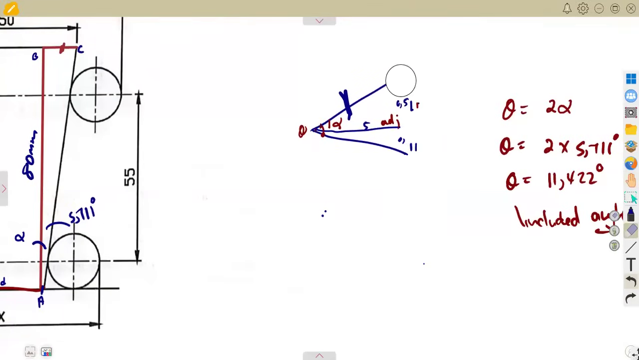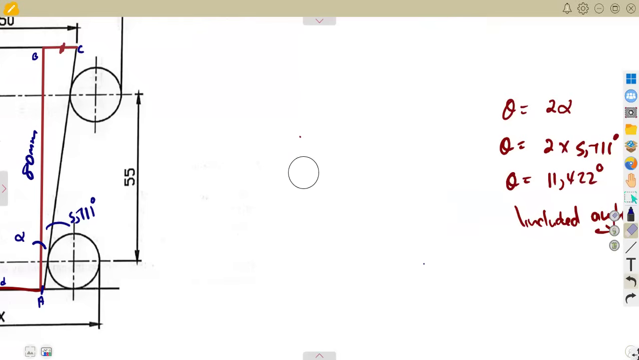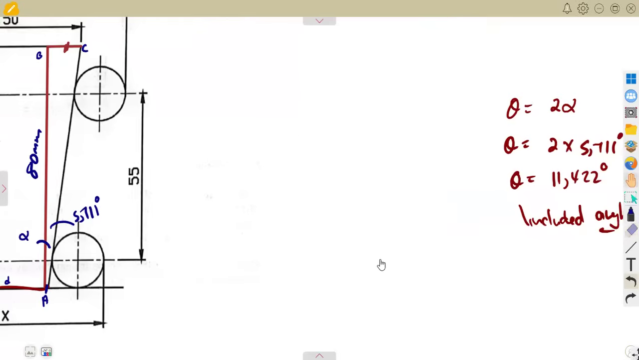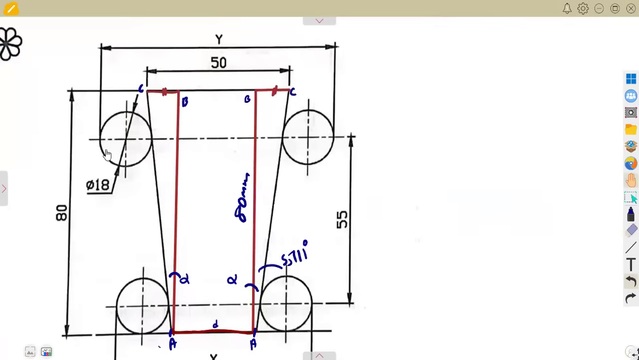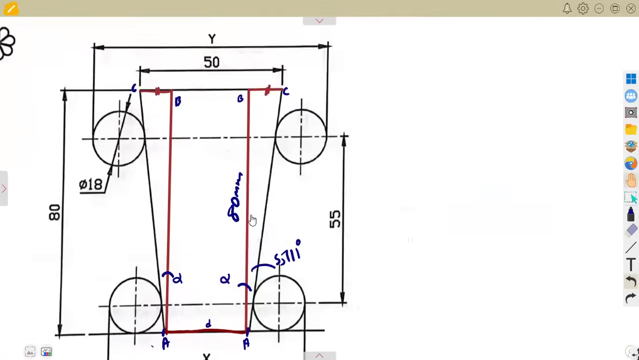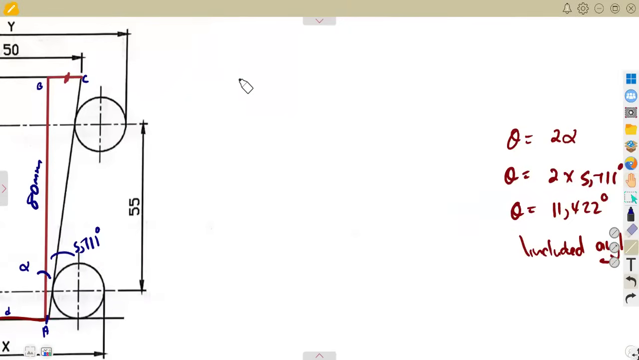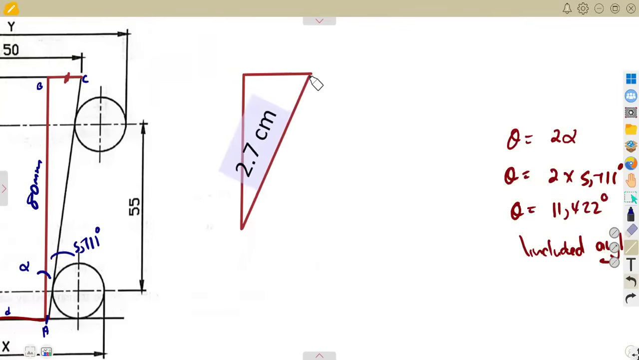If you check properly, you can take whatever side you want. You can use this triangle or you can use this triangle. It's one and the same thing, because they are congruent triangles. So we're just going to have a triangle like this. Sorry for that, guys. Anyway, we're going to have something like this.